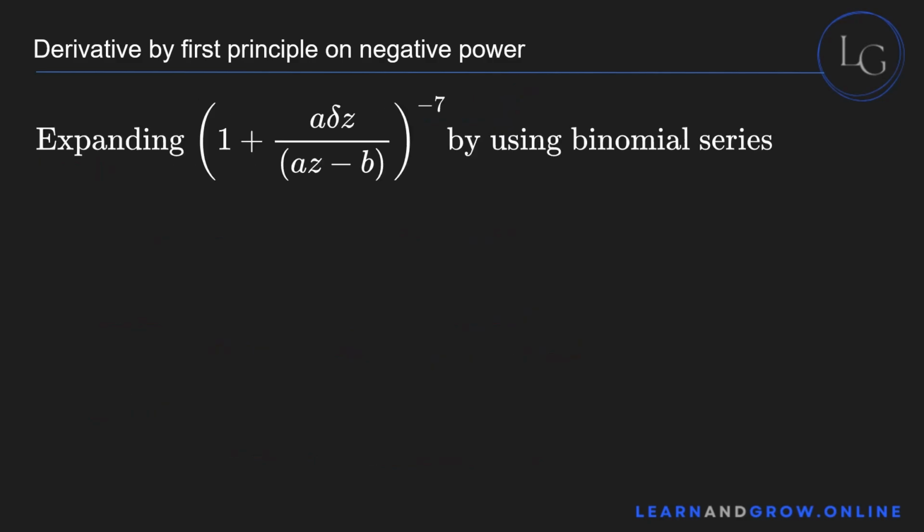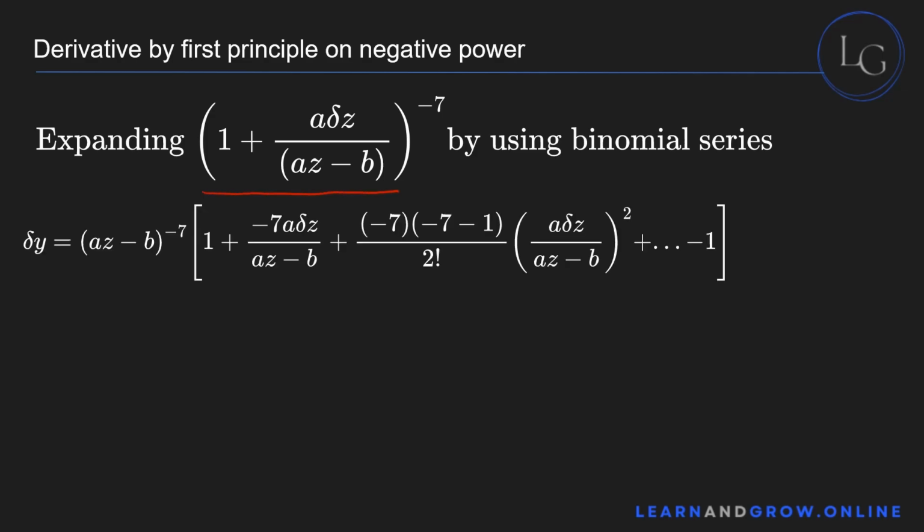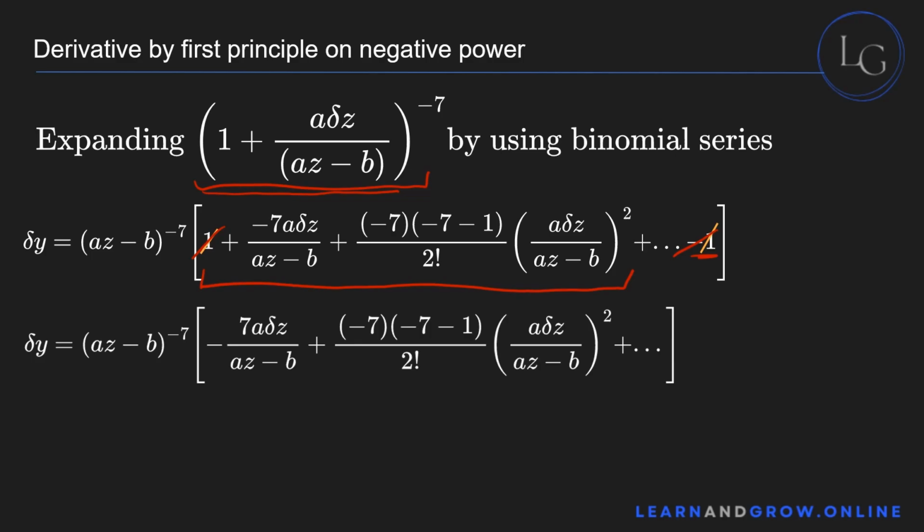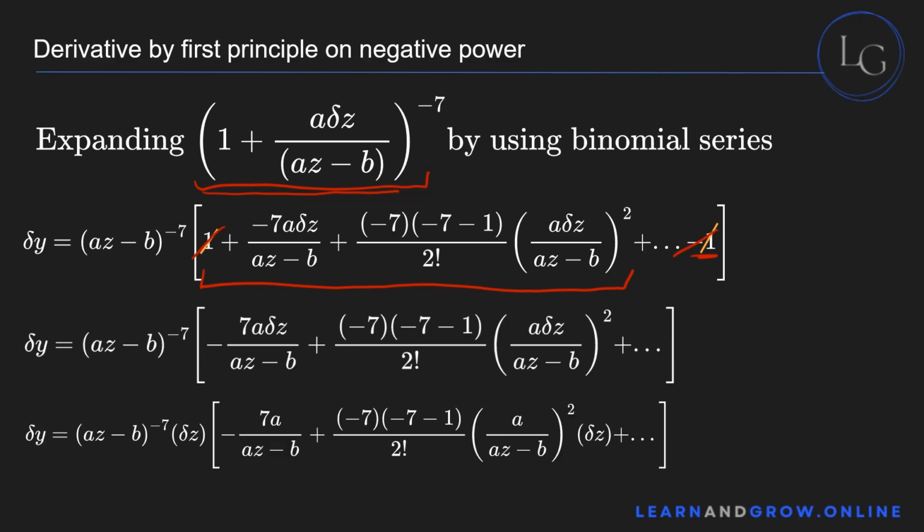And so you'll expand this term by using the binomial series, and so this is the negative one that is not part of the binomial series, and this is the binomial expansion of this term. This positive one and this negative one will cancel out because they are being subtracted from each other, and so you're left with this. Now there is at least one delta z term in every single term over here that's being added up.